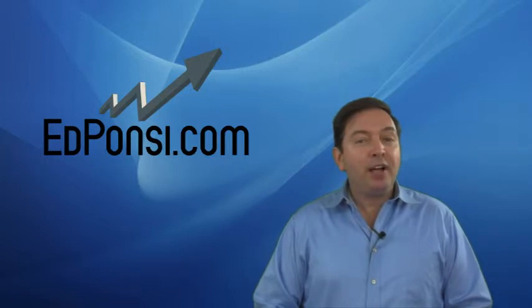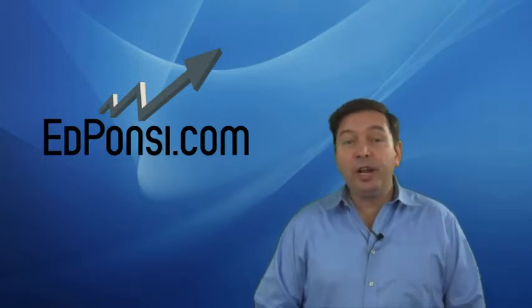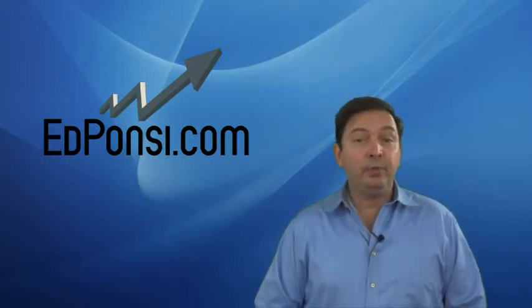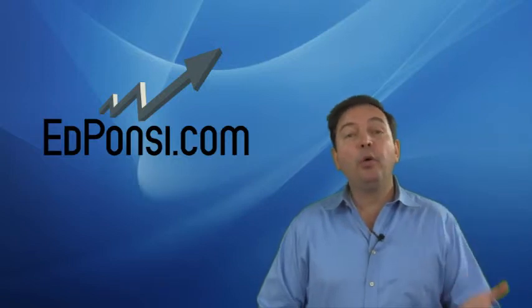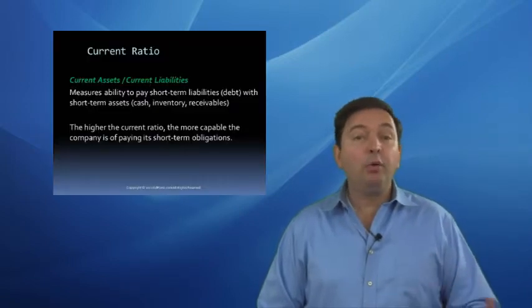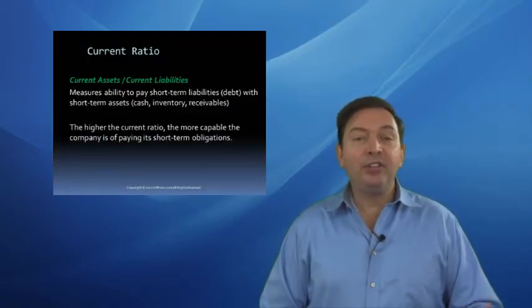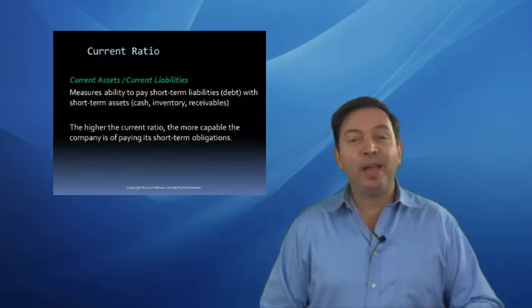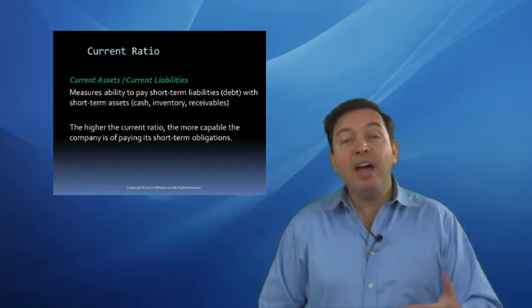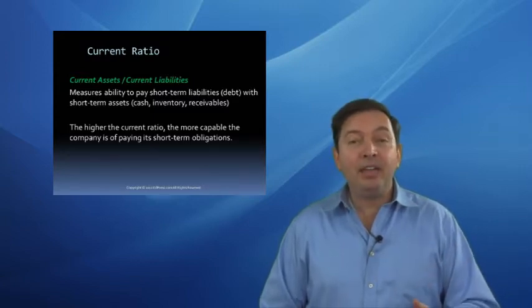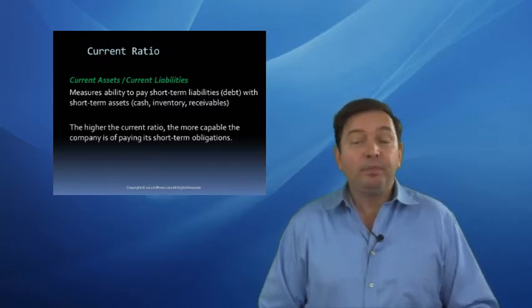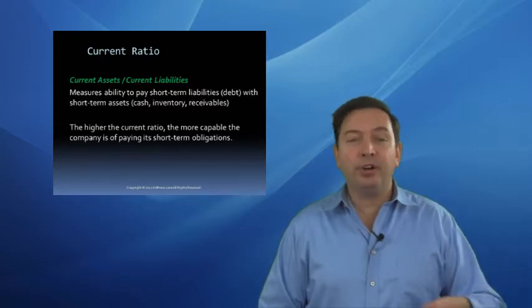Now I want to share with you a concept that we're going to use in a trading strategy in just a few minutes. This is called current ratio. Current ratio is current assets over current liabilities. Now, what does that really mean? We're simply measuring the ability that a company has to pay its bills. Not in the long run, but in the short term.